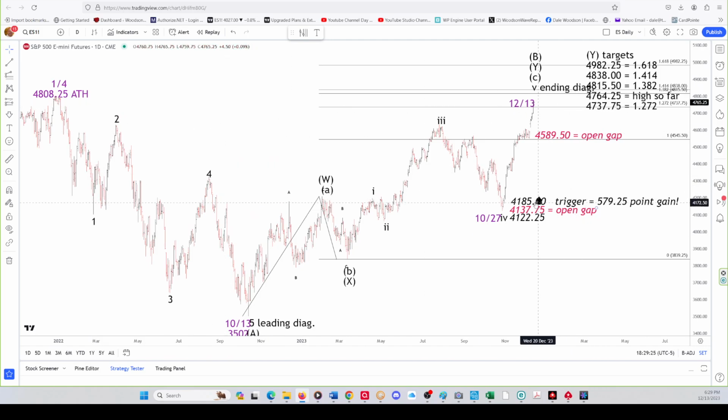We'll see if that happens or not. We'll see how it plays out. There's a couple different wave counts there, but this is the one that we like for our primary, the WXY.